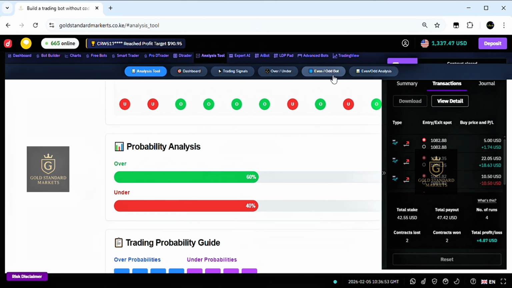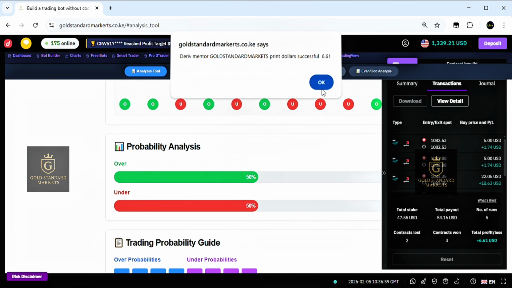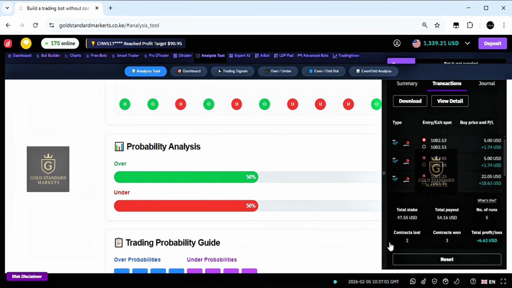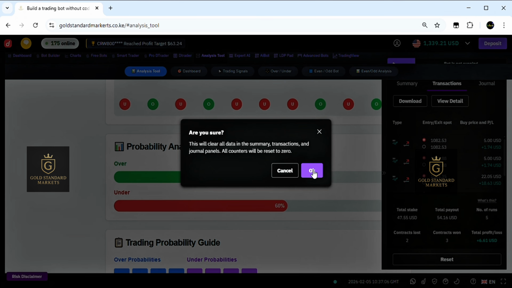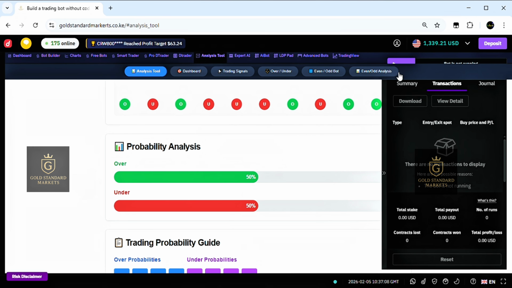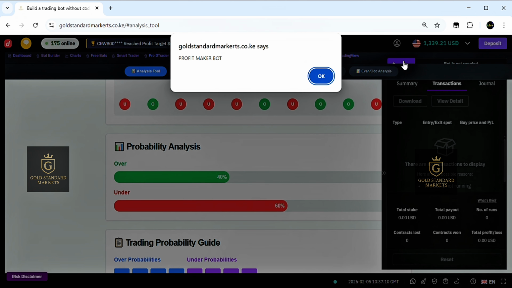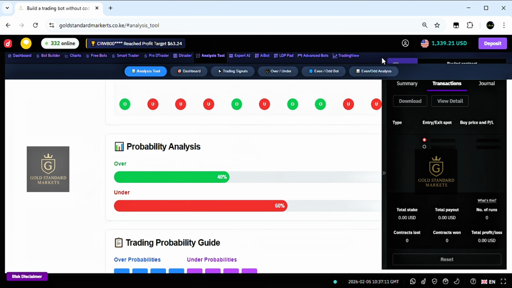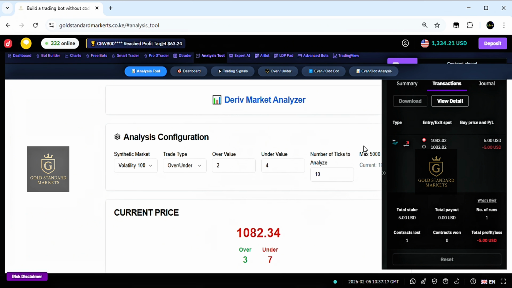Okay, so watching the analysis too, you can see how whenever the overs are moving higher than the unders, the system will be giving us these back-to-back wins instead of losses. So we reset, and then we go again. So we started this trading session, I think, at $1,315.